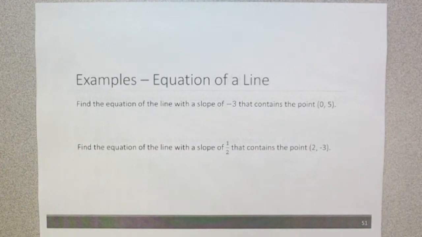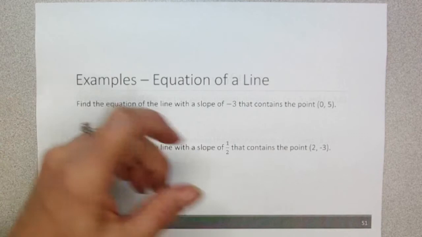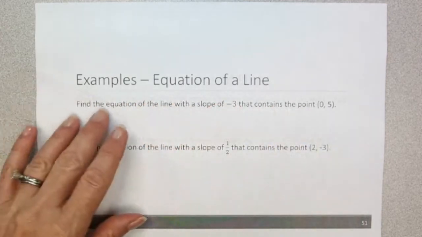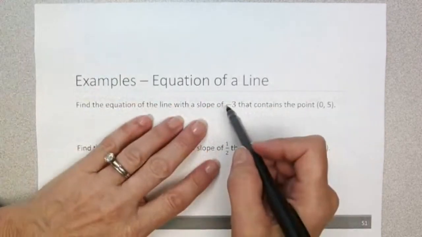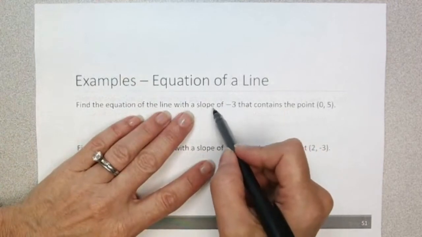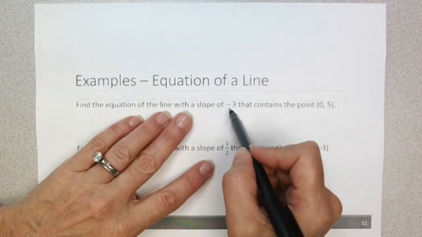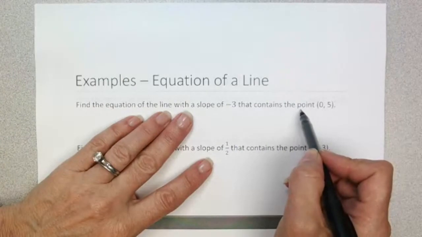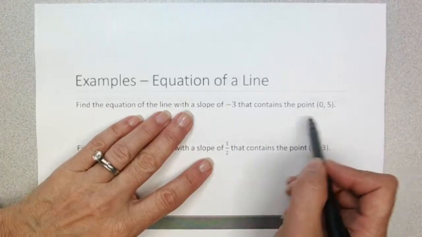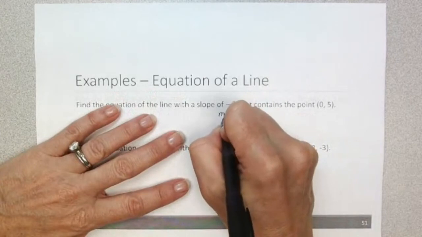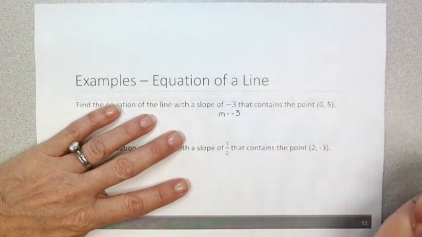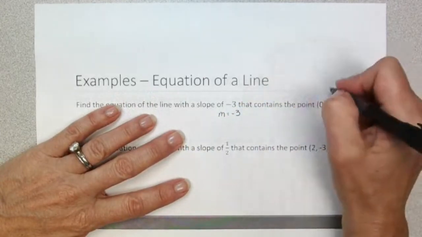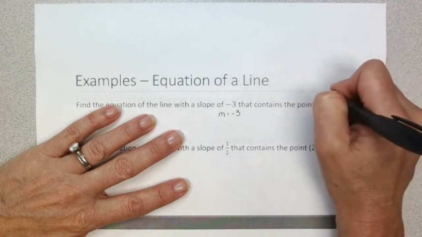So, given that, let's see if we can write some equations when we don't necessarily know everything about a line. All right, so what do we have in these examples here? The first one says we need to find the equation of a line that has a slope of -3, and it contains the point 0, 5. All right, so they're telling us the slope. It's -3, so m is -3. They tell us this line contains a point, so there's an x1 and a y1.